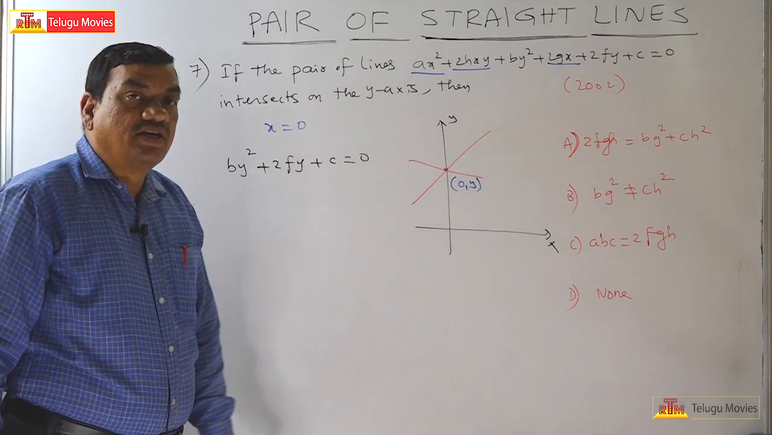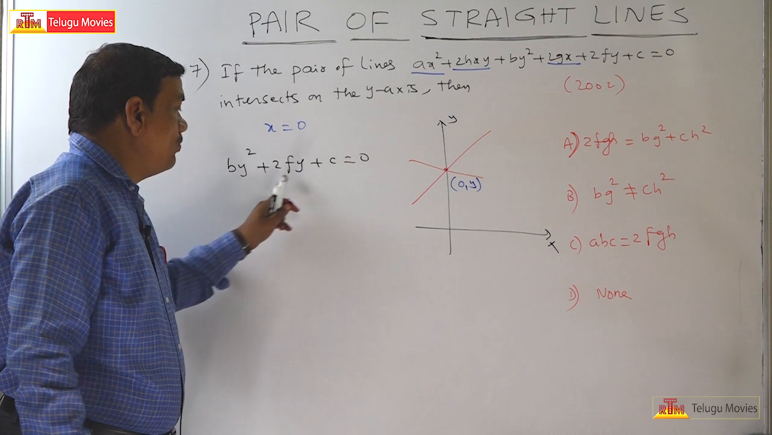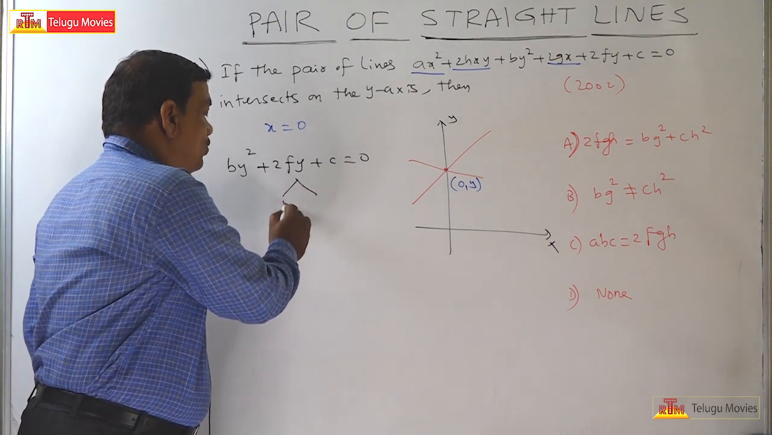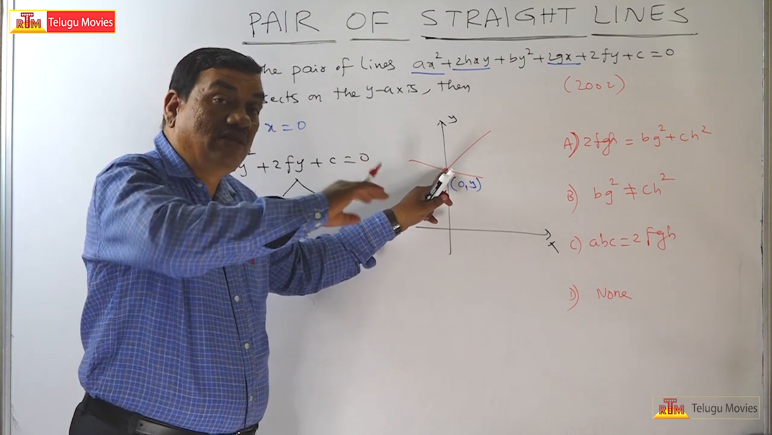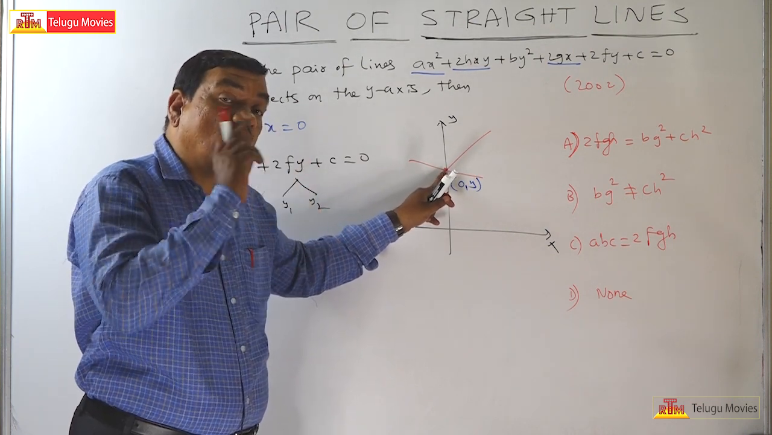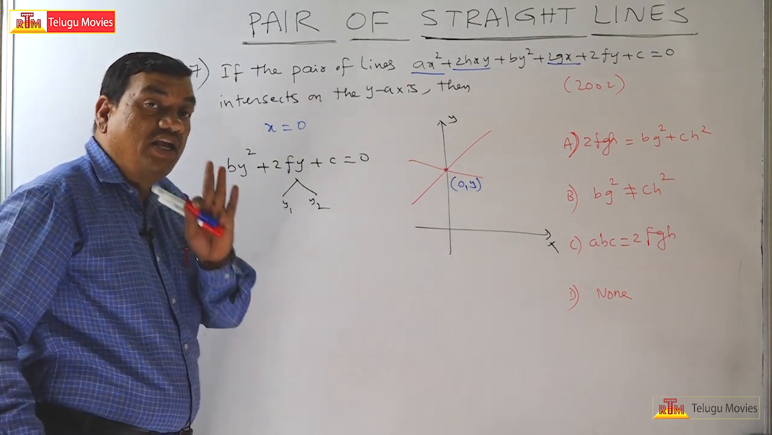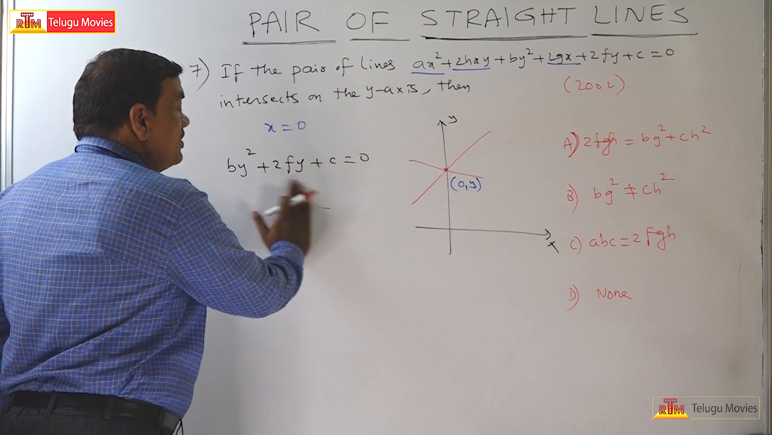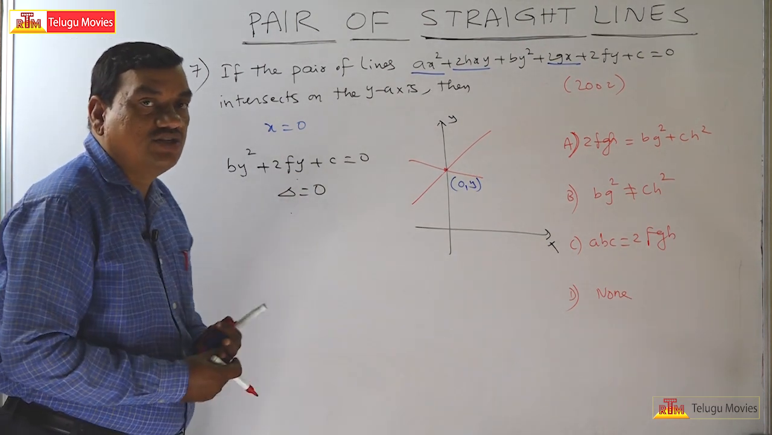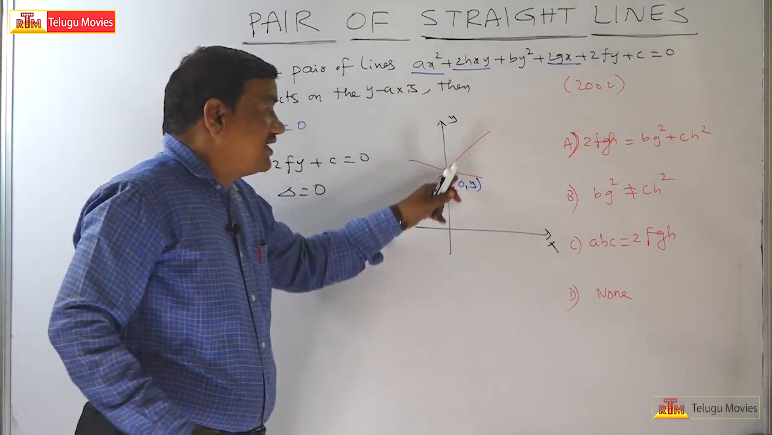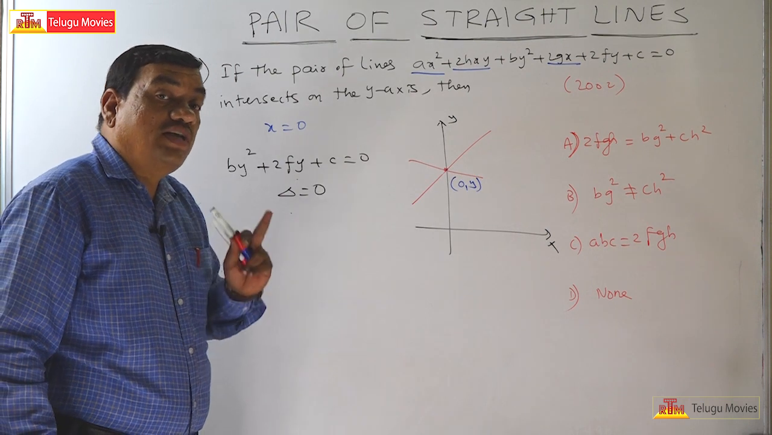This is a quadratic equation in the variable y. Actually, it should have two roots, y1 and y2, but he is saying that both the lines are intersecting at only one point. That means this quadratic equation should have equal roots. Equal roots means delta is equal to 0. That means they are intersecting at only one point, so it should have only one root. That's why the roots are equal.